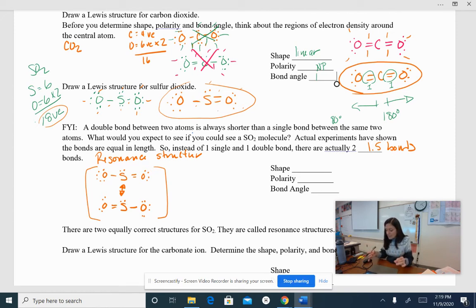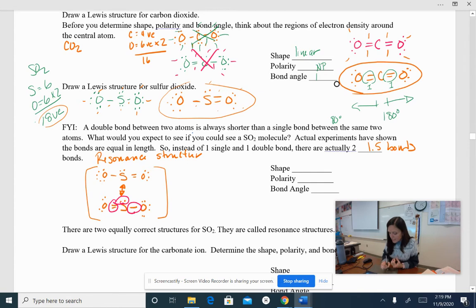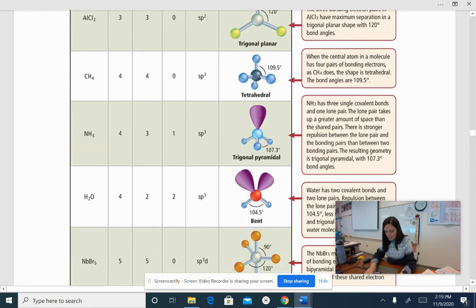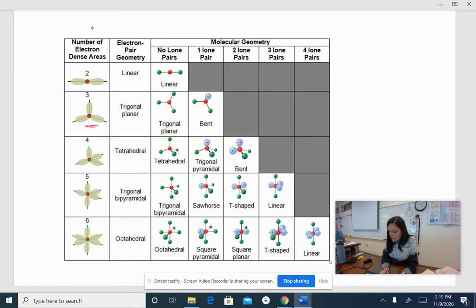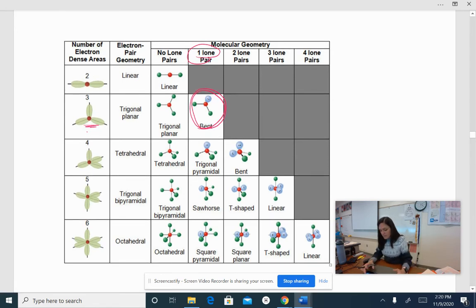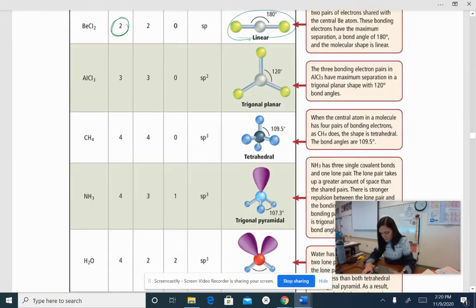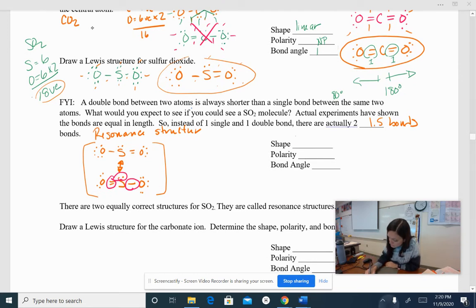Now, the thing that we need to look at to determine the shape is we need to find the number of electron dense areas around that center atom. So let's use this bottom resonance structure. We have 1, 2, 3 areas of electron density around that resonance structure. 2 of the areas are bonding, 1 is not. So let's look at our chart. I think this chart is a little bit better. So if I have 3 areas that are electron dense, where I have 1 lone pair, I will get a bent geometry. Okay? So my shape here is bent.